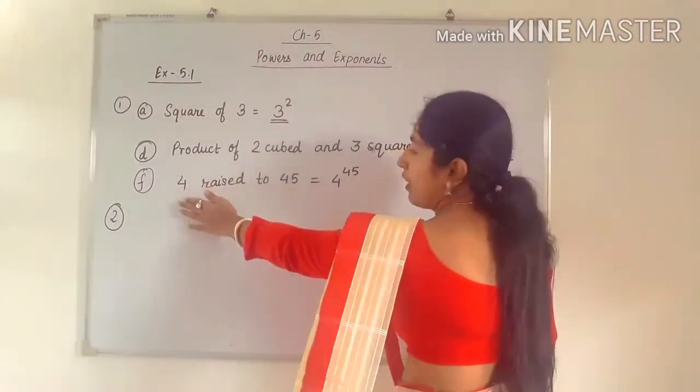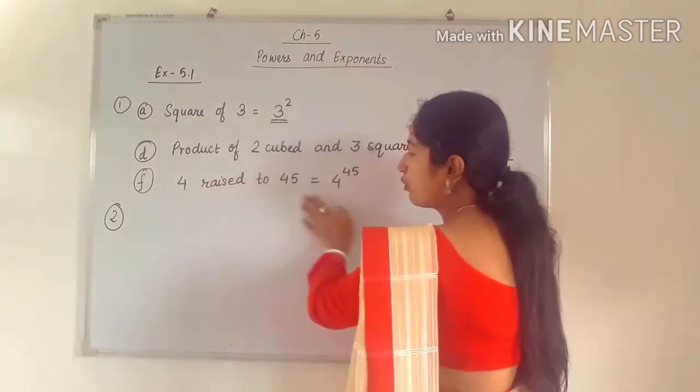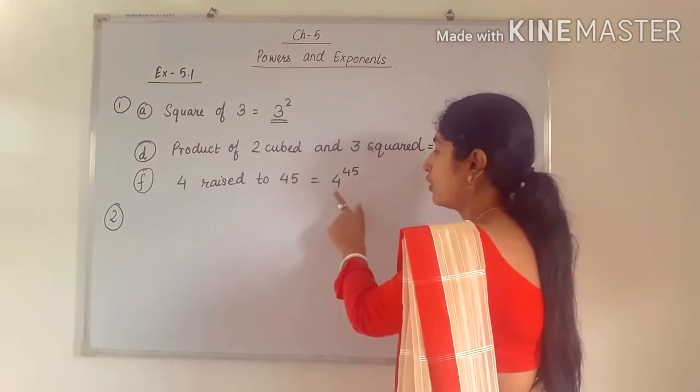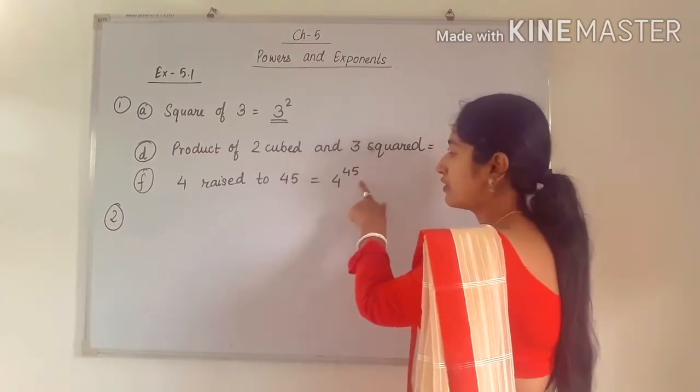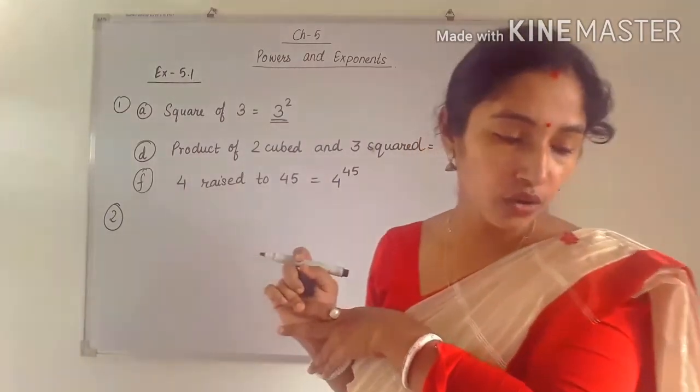Next, number F. Sorry, 4 raised to 45. So 4 to the power what? To the power of 45. So 4 is the base and 45 is the power. Okay. So next come to question number 2.